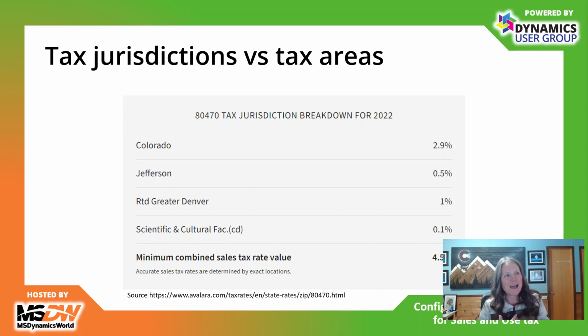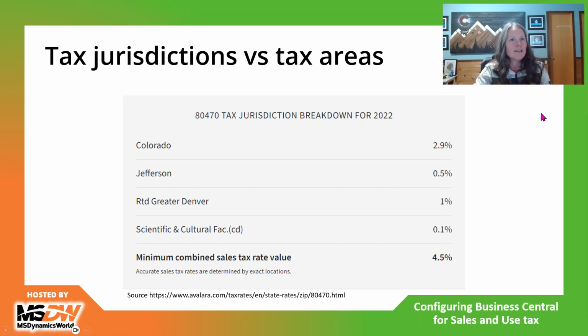The example I'm going to work from today is near and dear to me because I live in zip code 80470. I'm trying to make this session something that I know. In my zip code, we have four different jurisdictions. We have Colorado, which is a state. We have Jefferson, which is the county. And then we have two special jurisdictions, or two special taxes as well: the RTD, Greater Denver, for those buses running up and down the mountain, and the scientific and cultural facility.